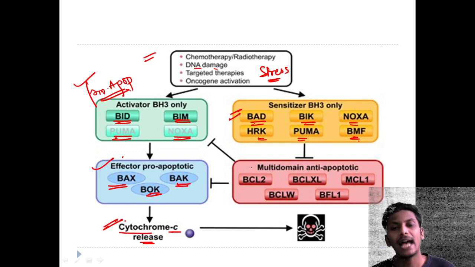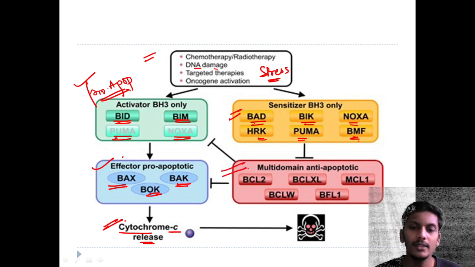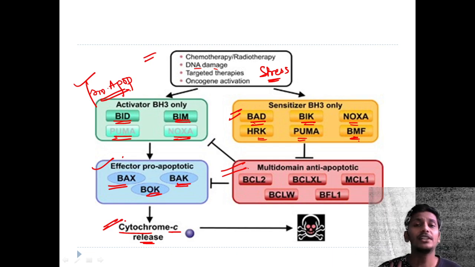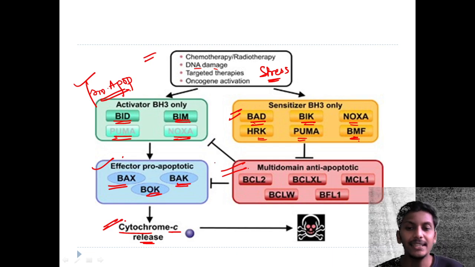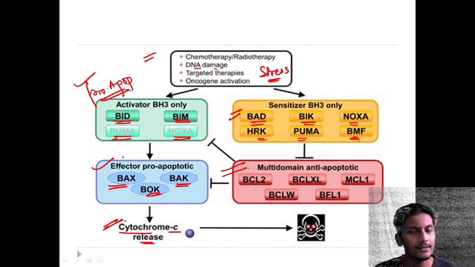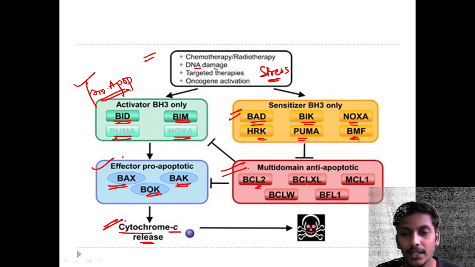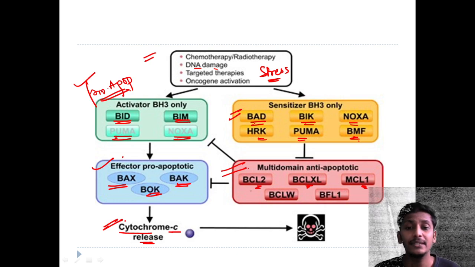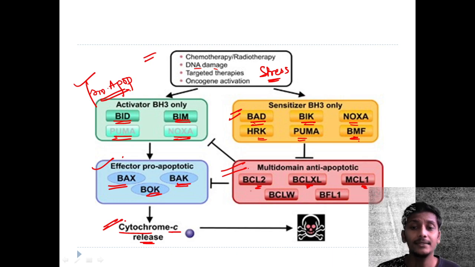Now which are the anti-apoptotic factors? The ones you can see over here in red are known as your anti-apoptotic factors, which will try to stop this process. It is easy to remember them because most of them contain L in their name, that is BCL2, BCLXL, MCL1, BCLW and BFL1. Okay, these are some important ones.